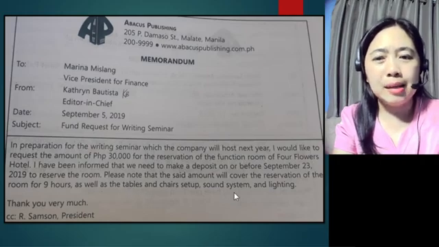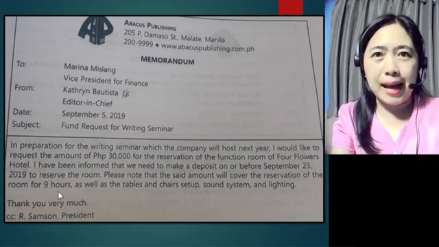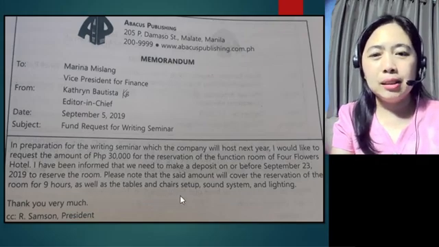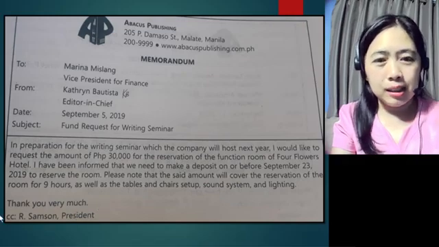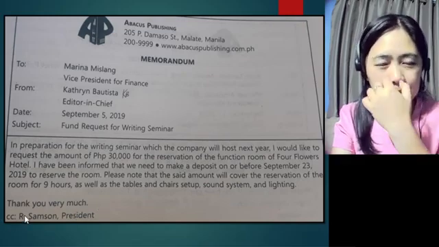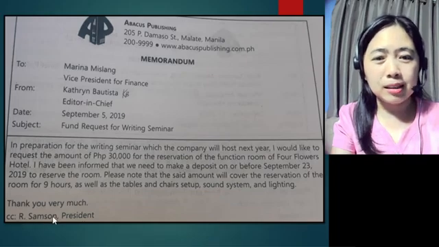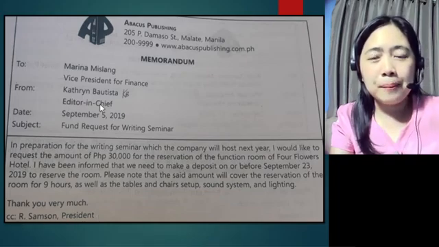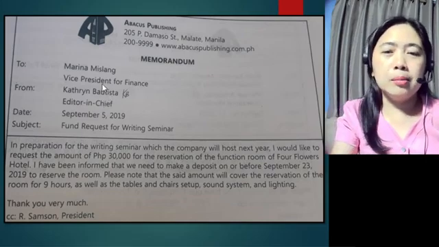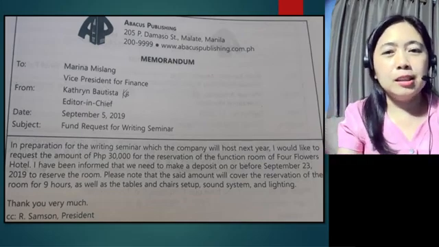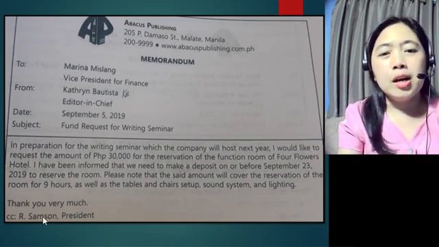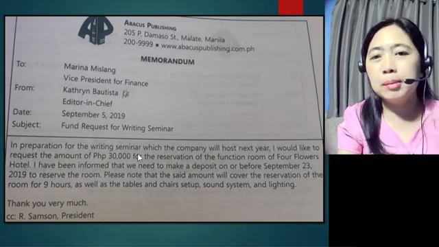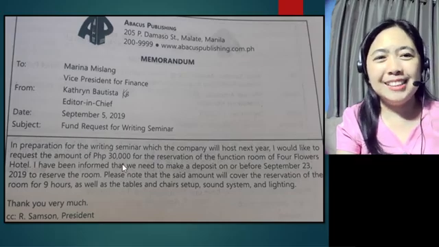Please note that the said amount will cover the reservation of the room for 9 hours, as well as the tables and chairs set up, sound system, and lighting. Thank you very much. CC: this request memo has CC R. Samson, the president. So even though the memo is for the vice president, when she receives this memo, she knows that the president also has a copy of this memorandum. So that's it.